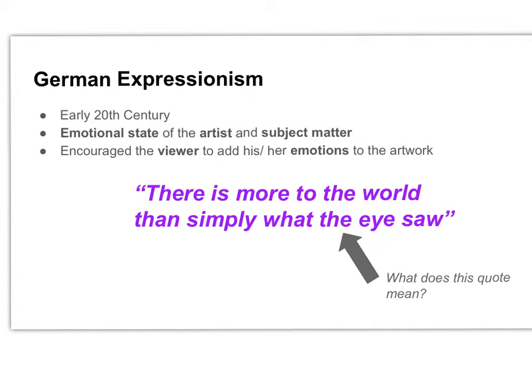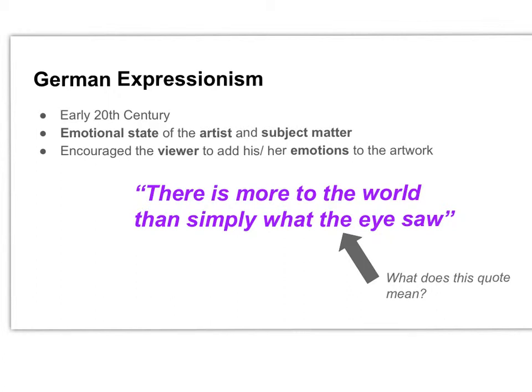But just to give you a quick recap of German Expressionism, we've got artists who are moving towards the idea of expressing themselves in an emotional capacity. Therefore, the focus of their work was aiming to explore the emotional state of both the artist and the subject matter that they were depicting.